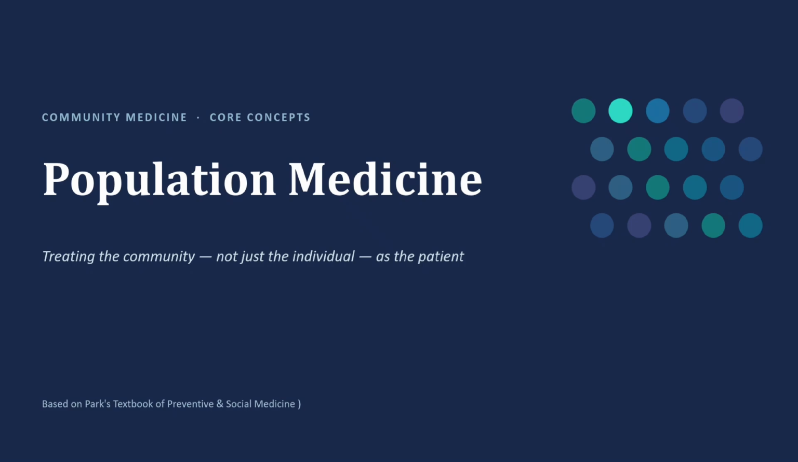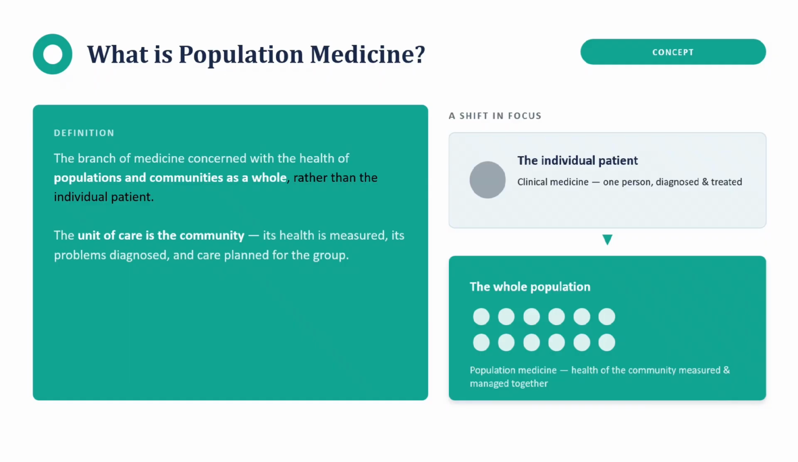By the end of today, you will be able to define it, see exactly how it differs from the clinical medicine you already know, understand the tools it uses, and know three of its foundational ideas: the iceberg of disease, community diagnosis, and the population versus high risk debate. This is drawn throughout from Park's textbook of preventive and social medicine. So keep the textbook nearby for extra detail.